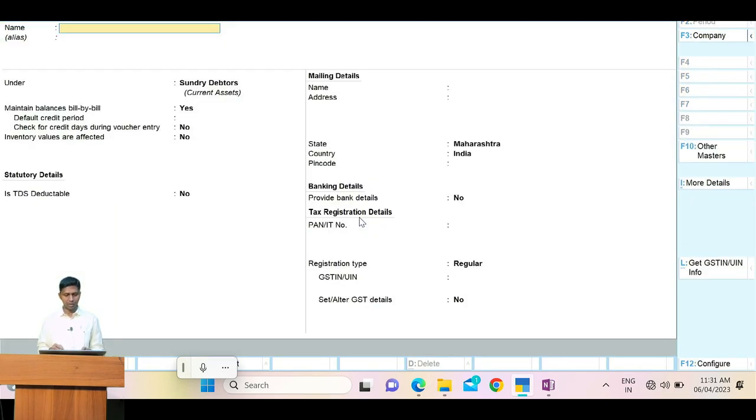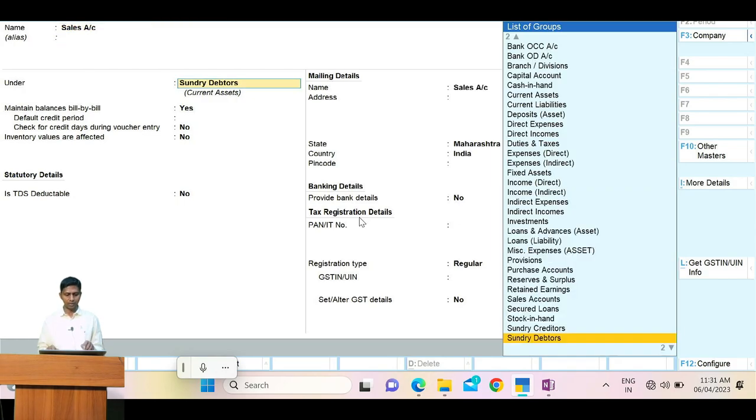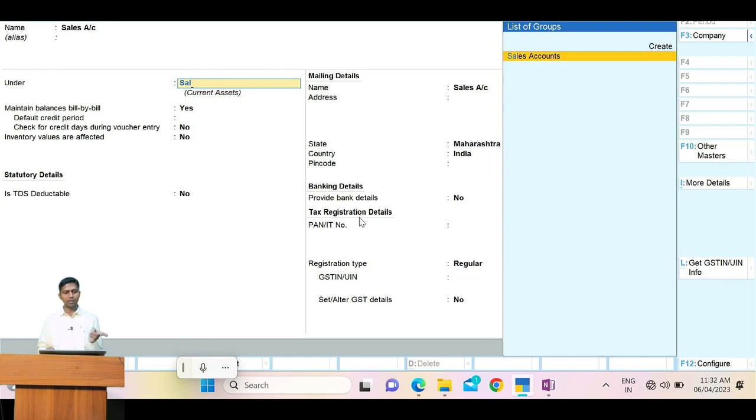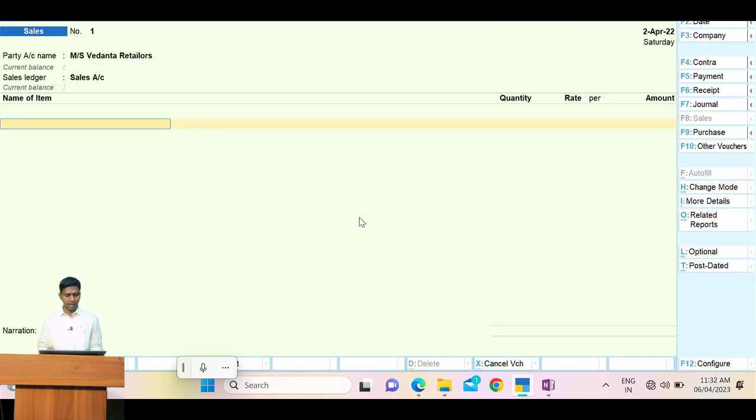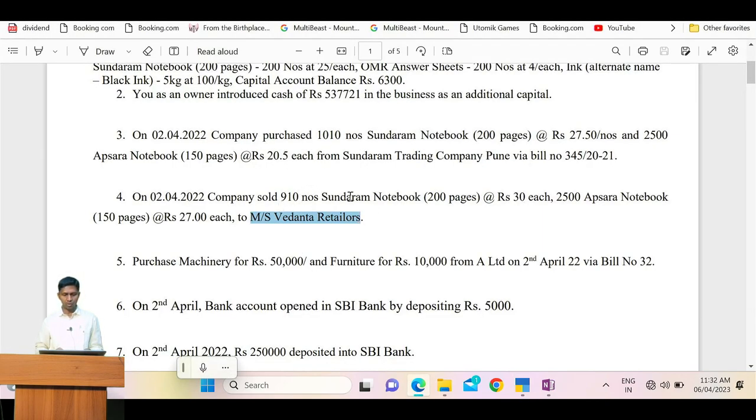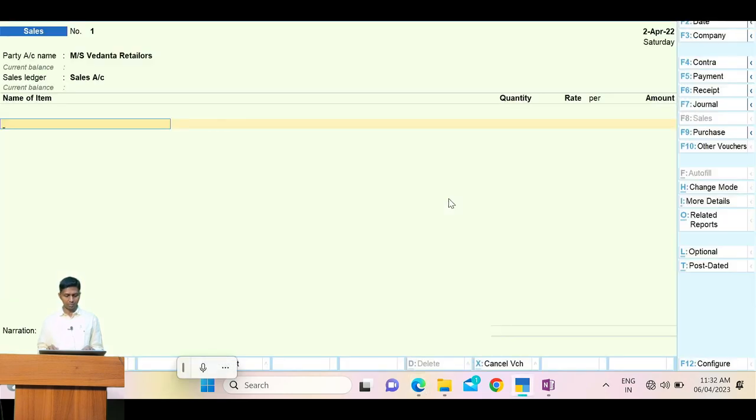Therefore, the sales account is not there. Then create the sales account. In the sales ledger, the sales account is not there, so create the sales account in the sales accounts group. Okay, this you know. Enter, accept. And then the name of the item. Whatever you have sold, 200 pages notebook. This item category is there.